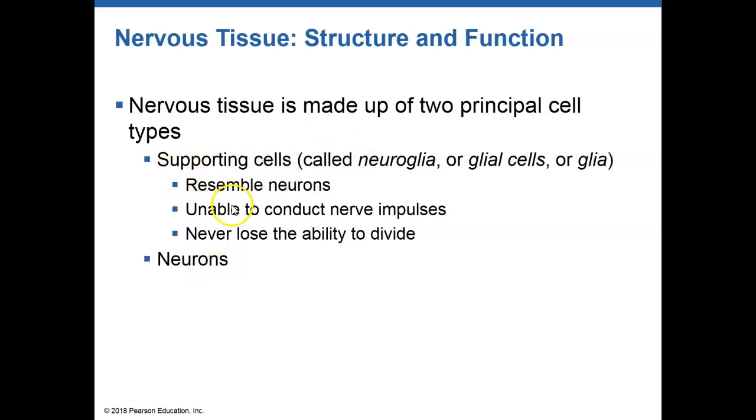Neurons are excitable, so they can take in a stimulus, and they are conductible, so they can send stimuli from one cell to another. But in general, the majority of our neurons do not divide. We have some that do, but very few.